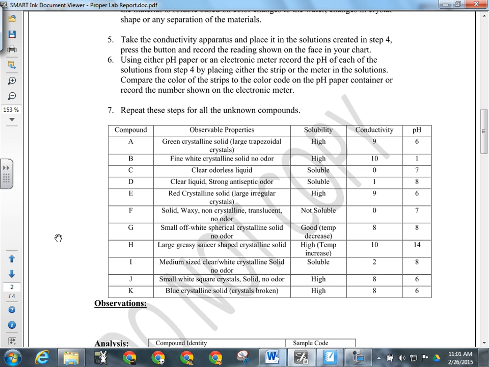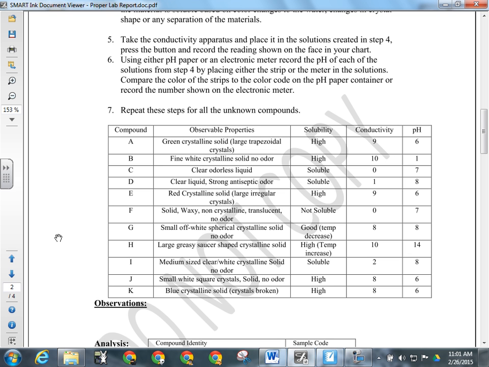Our data should look something like this. I'm going to go through the data, and as I go through it, I'm going to go through the reasoning process that gets you to the identification. Sample A was a green crystalline solid with large trapezoidal crystals. It had a high solubility. So first off, it's a crystalline solid and it has a high solubility. Probably what? Ionic or molecular? Probably ionic. Conductivity confirms this is an ionic compound.